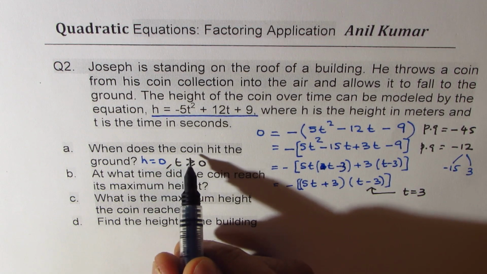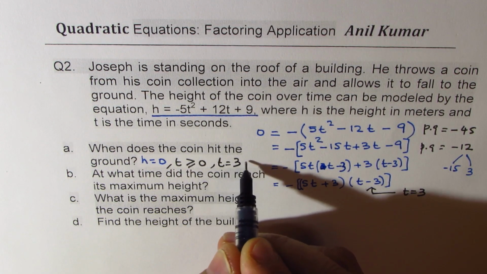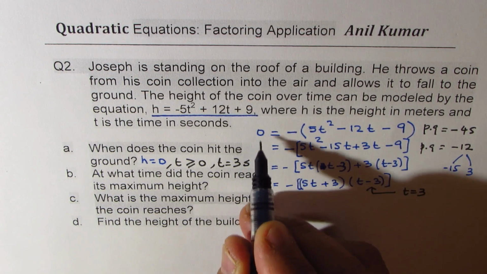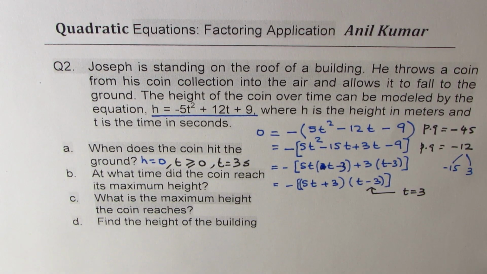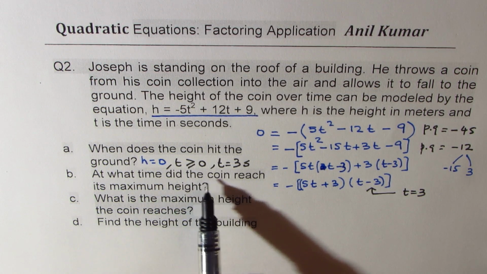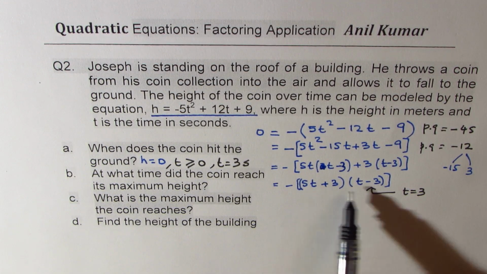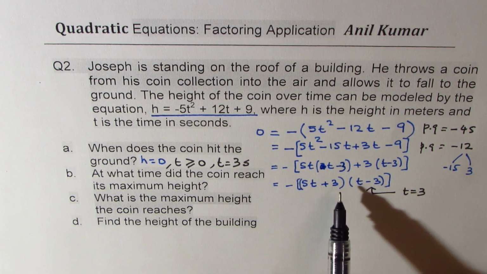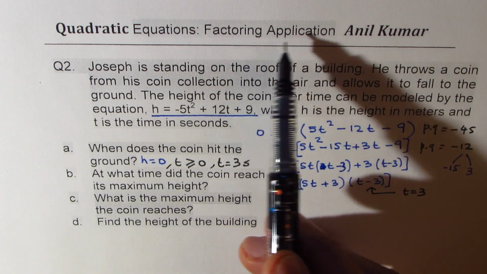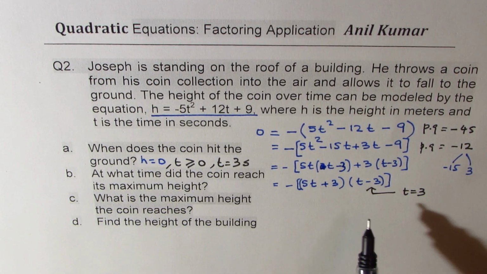So when does the coin hit the ground? It hits at t equals 3, units are seconds. Only then the height will be 0. Now, part B is, what time did the coin reach its maximum height? Now to find that time, we could do a couple of ways, but using factoring applications, it is the mid value of these two, right?